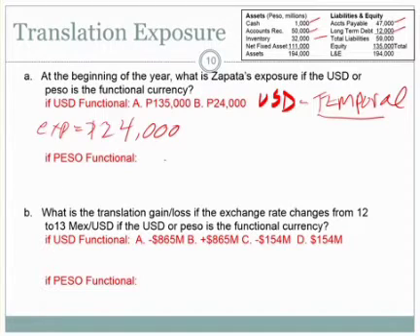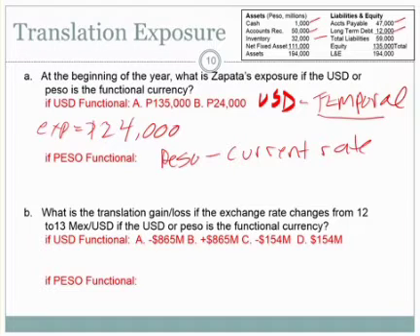If the peso is the functional, we're going to use the current rate method. In other words, all equity gets revalued, all assets and liabilities. So my exposure under the peso, this would be in pesos, would be my equity, assets minus liability, of 135,000 pesos.